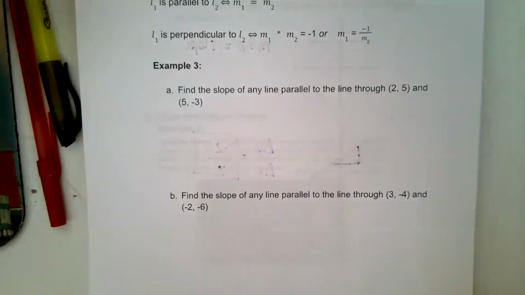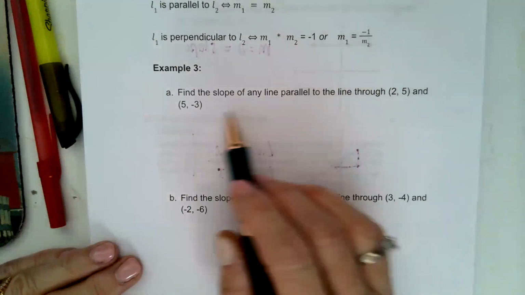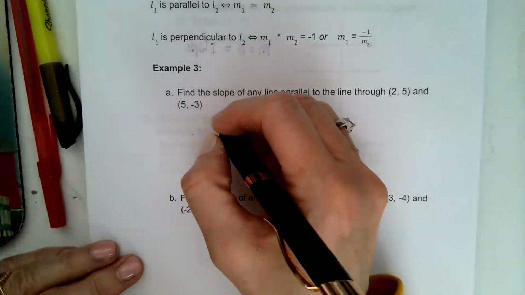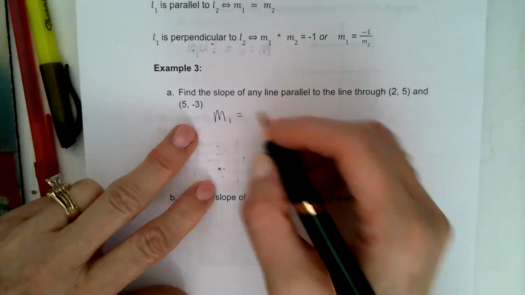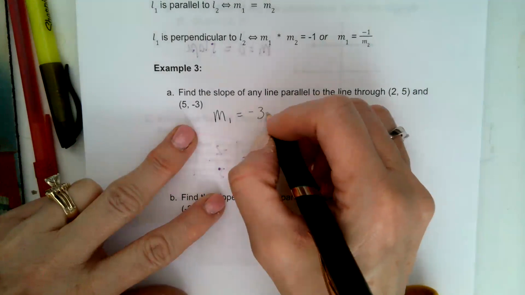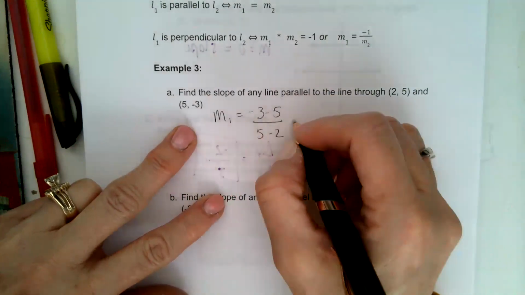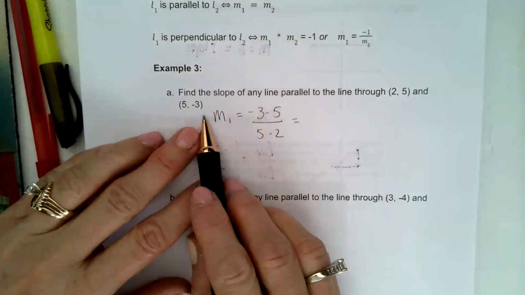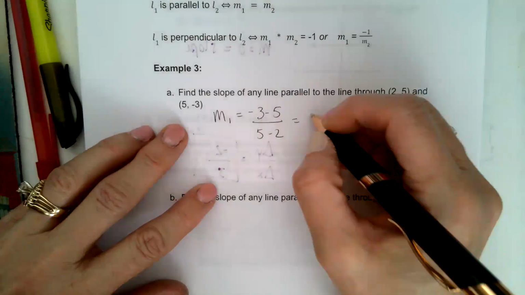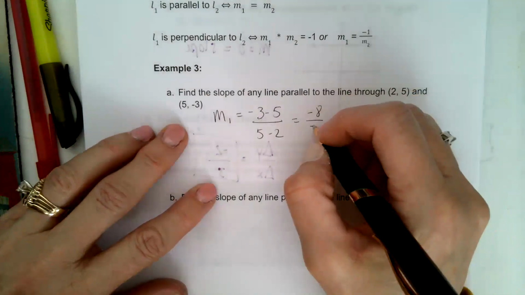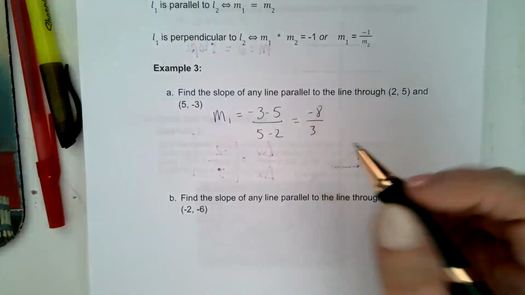Let's jump in. It says, find the slope of any line parallel to the line through (2, 5) and (5, -3). So we first have to find the slope of line 1, which is through these two. So I'm going to do -3 subtracting 5, and then I'm going to do 5 minus 2. So this is -8 over 3. So my slope is -8 over 3.